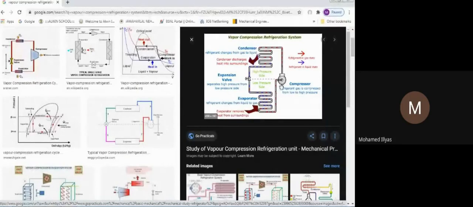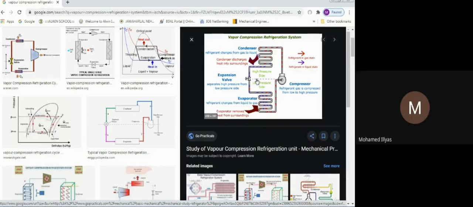refrigerators are working on the vapor compression system. Your split AC, your domestic refrigerator, your car AC, everything is working on the vapor compression refrigeration system. Very, very efficient system. It consists of basically four components: compressor, condenser, expansion valve, and evaporator. Without these the system will not work. We may have some additional equipment, but without this the system will not work.